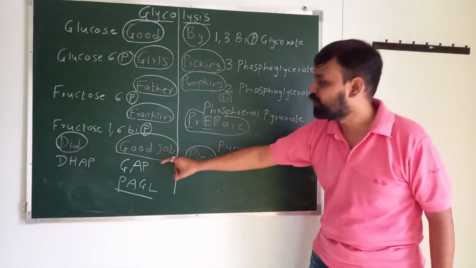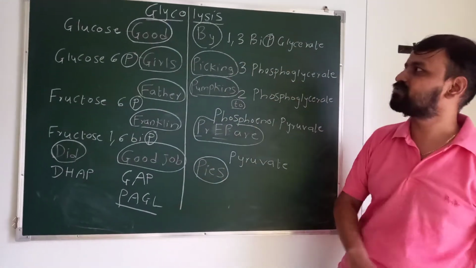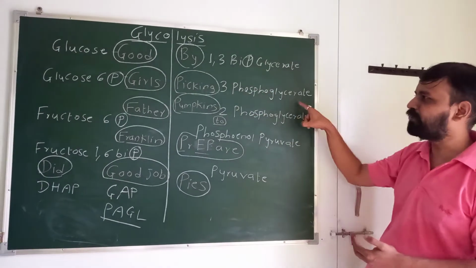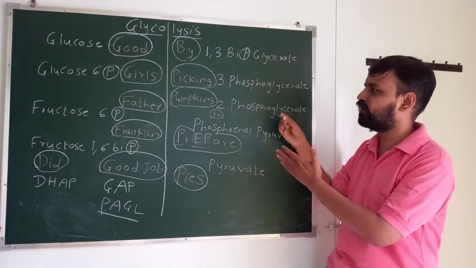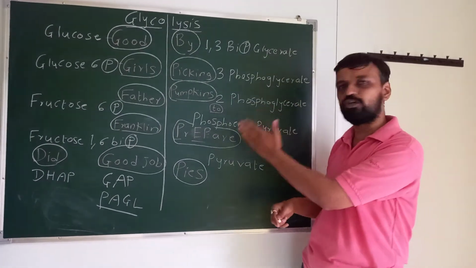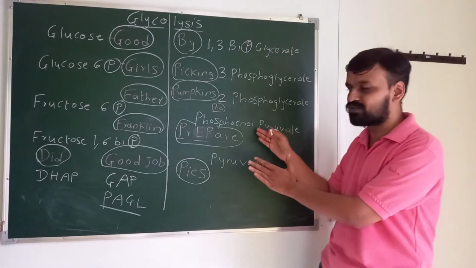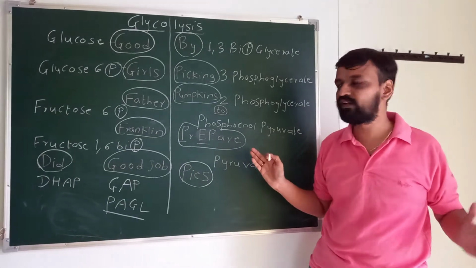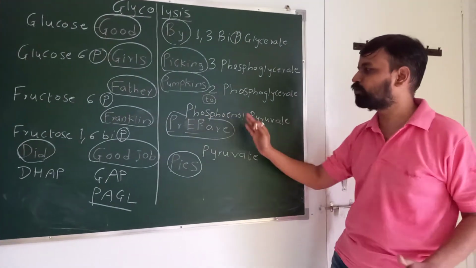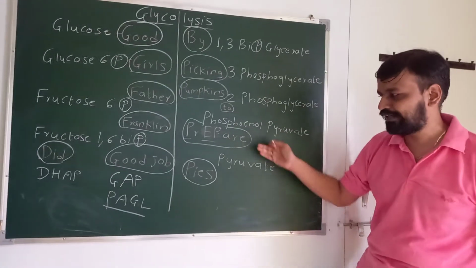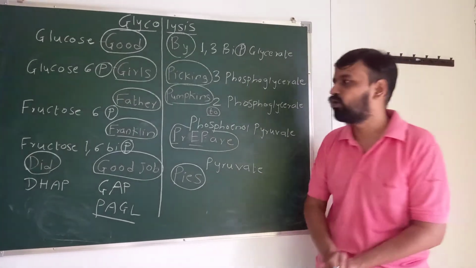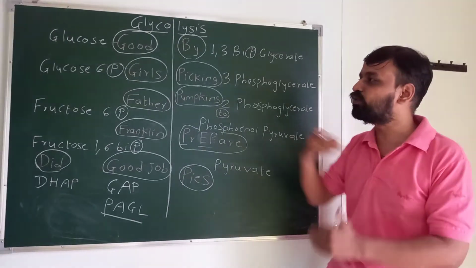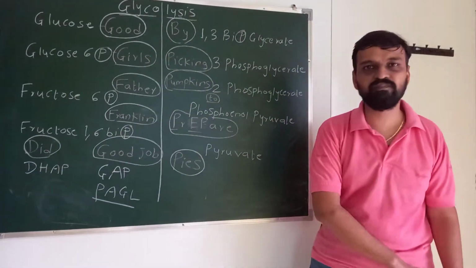Now the next part is 1,3-bisphosphoglycerate. Next, 3-PGA or 3-phosphoglycerate, 2-phosphoglycerate, then phosphoenolpyruvate. You know this, PEPA. In the C4 pathway also we have studied it already. PEPA is phosphoenolpyruvic acid or pyruvate. And lastly, pyruvate. Now you know all the intermediates. What is my duty? To give you this in a very simple form.